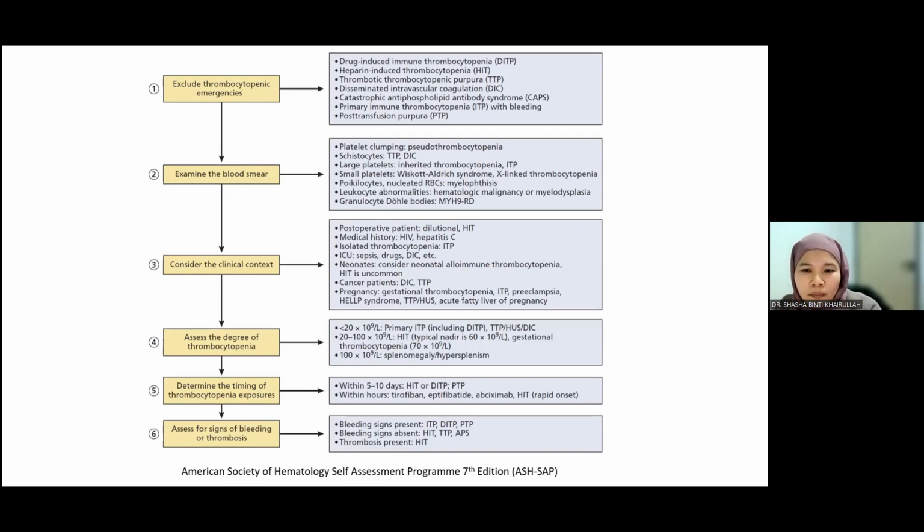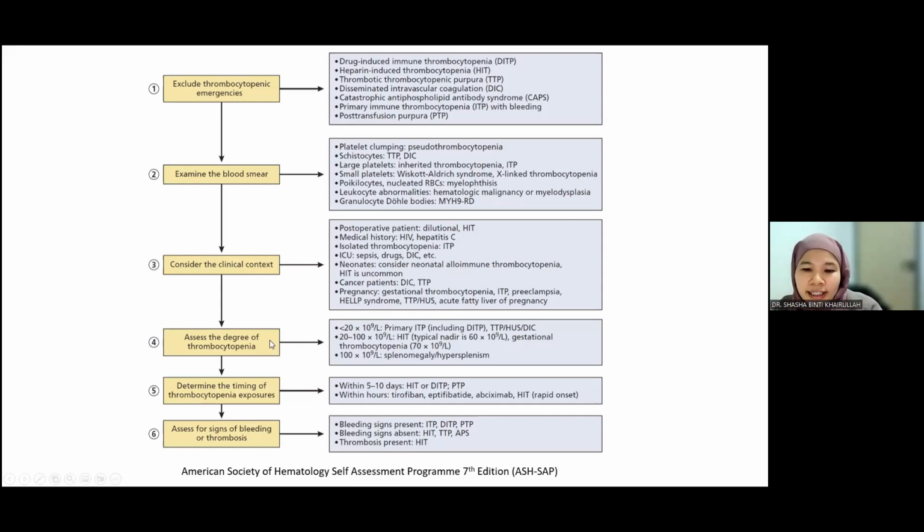If there are abnormal white blood cells or leukocytes, this raises the possibility of a hematological malignancy or myelodysplasia. We'll also consider the clinical context of which a patient is in. For example, especially in pregnancy, there are some conditions associated with thrombocytopenia that you don't see in non-pregnant patients.